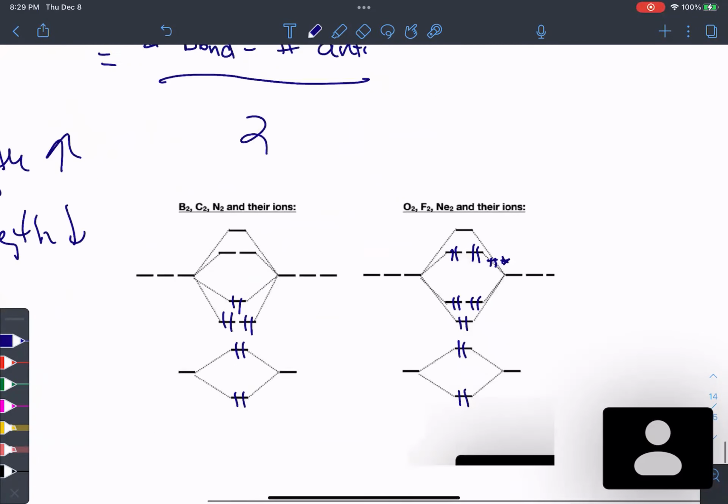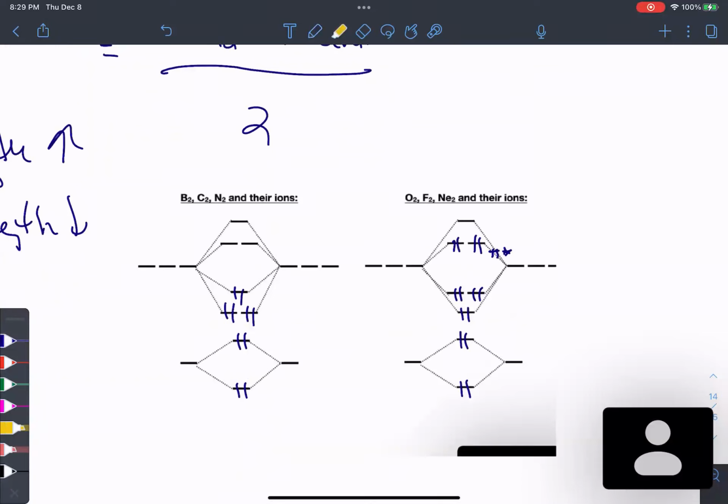Okay, C2, there's 8 valence electrons. So we remove electrons from what kind of orbital? Bonding. So it gets weaker, longer. So that one's not right.